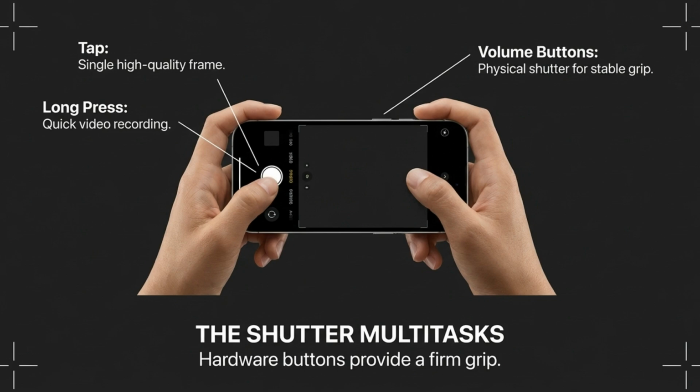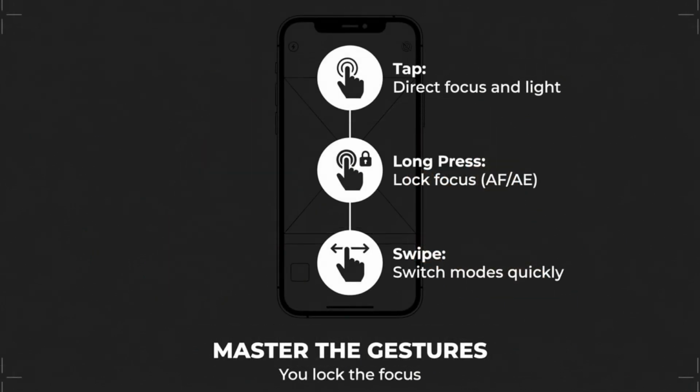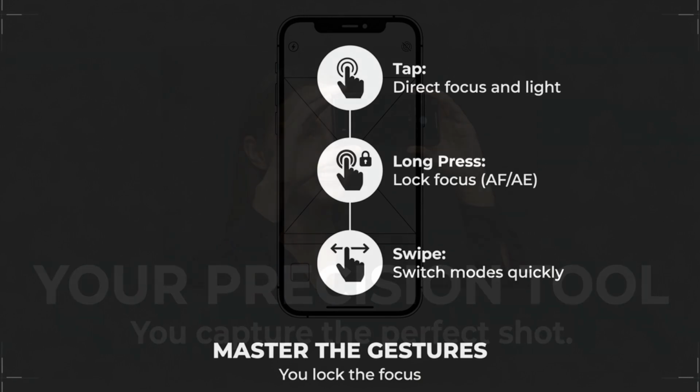The physical volume buttons act as a hardware shutter, providing a more stable grip. You can also tap for a single shot or long press for quick video recording. Master the camera gestures. Tap the screen to set focus and light, long press to lock the focus and exposure, and swipe to switch between camera modes quickly.